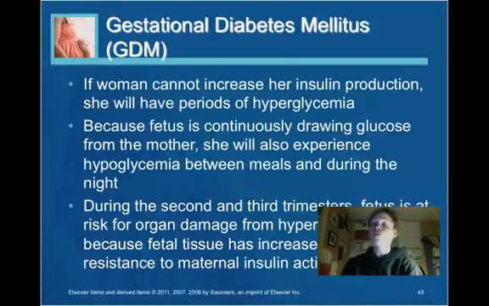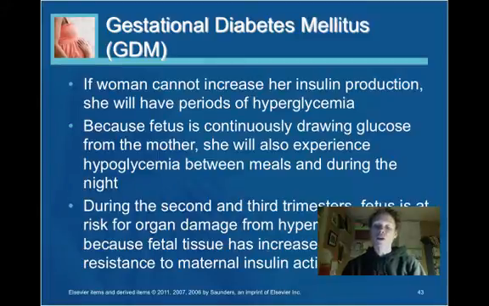If a woman can't increase her insulin production, which is what many people can do during pregnancy, then there will be periods of hyperglycemia. Because the fetus is always drawing glucose from the mother, the mom will end up experiencing hypoglycemia between meals and during the night. As I mentioned in the previous presentation, that's why it's so important in gestational diabetes for the mom to eat 3 regular meals and also 3 snacks. And particularly a bedtime snack is important to prevent the nighttime hypoglycemia.